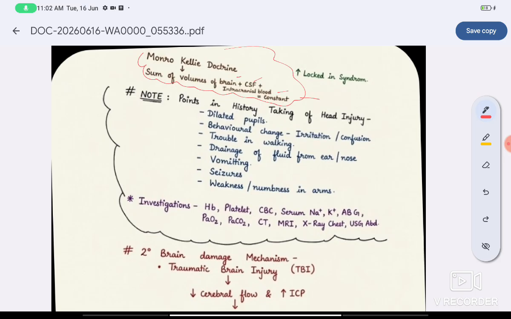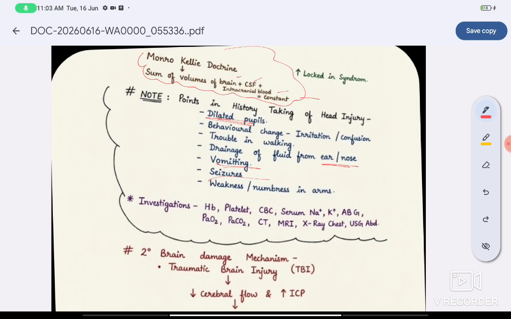Then there is a note which is not relevant from the theoretical point of view but very relevant when you go for history taking of head injury patients. Always note if there are dilated pupils. Then you have to note behavior changes like irritation, confusion, trouble in walking, drainage of fluid from ear or nose, it may be CSF. Note history of vomiting, seizure, or numbness in one of the arms. If it is in both arms, then it may be due to shock or something. But if the patient specifically gives history of numbness or weakness in one arm, then you have to be suspicious for head injury.